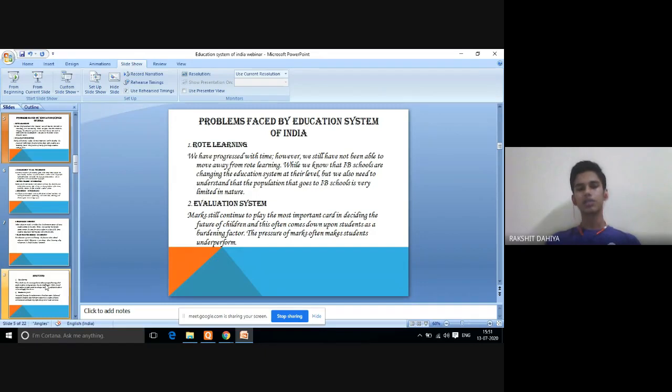And second is evaluation system. Marks are marks. Marks are not everything. We all know marks don't play a role in our life because they are just numbers. Children are under pressure due to it, because we can see children around us who commit suicide because they do not pass exams or do not get good marks, or because they are not able to study properly due to some reason. So let's move to the next slide.